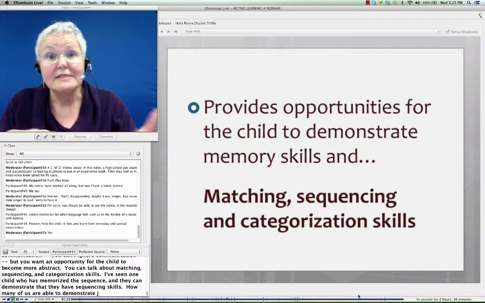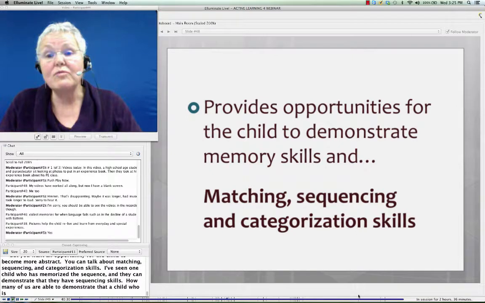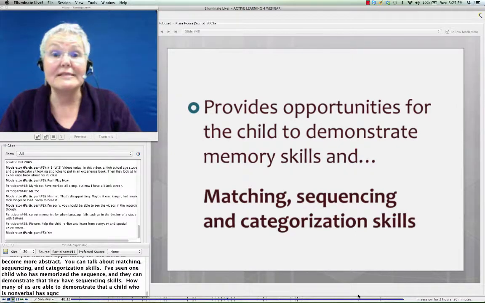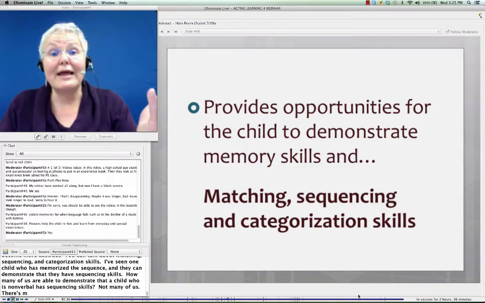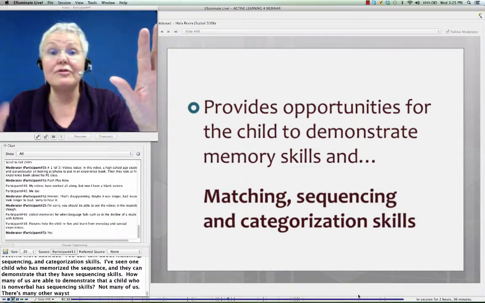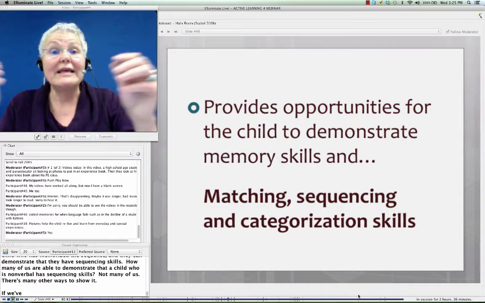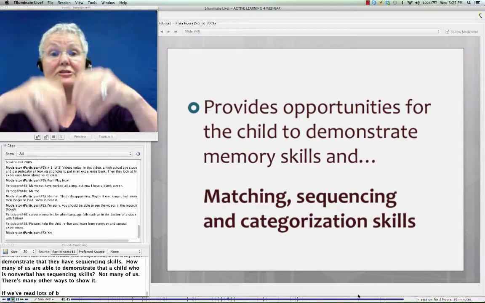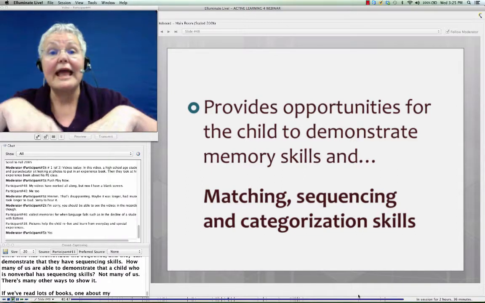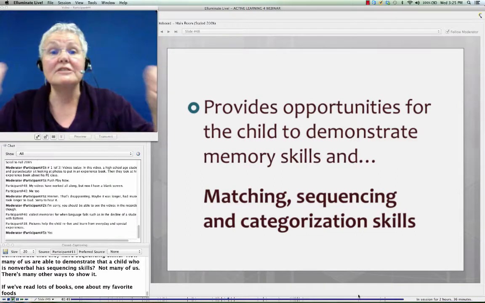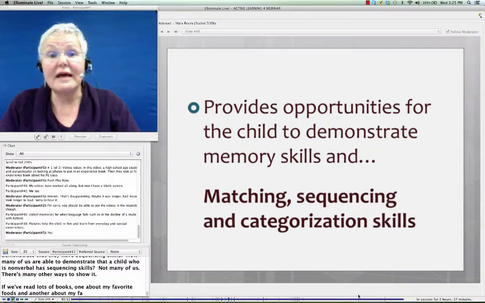So there are so many different ways you can do sequencing or categorization. If we have two books that we've read and read and read, and one's about my favorite food and one's about my favorite animals, we can sit there and put all of those tactile objects into a box, and I can pick them out and sort them into the right book. And I demonstrate that I have categorization skills.